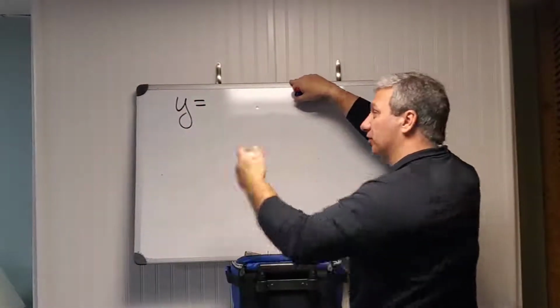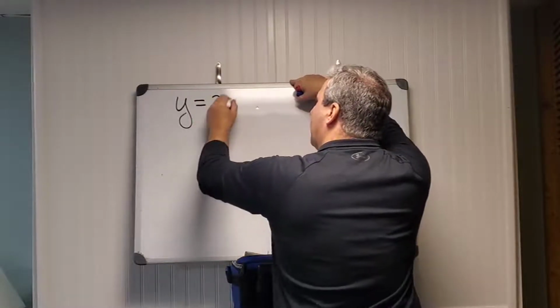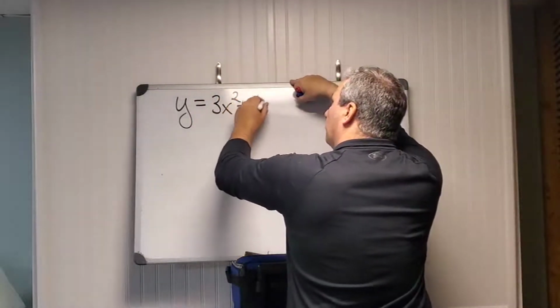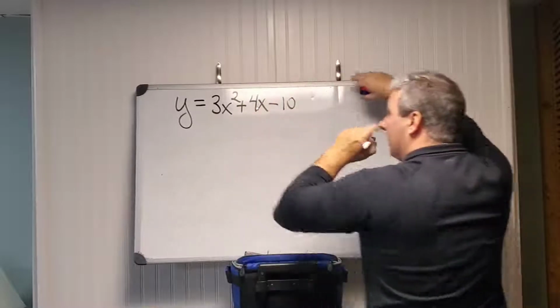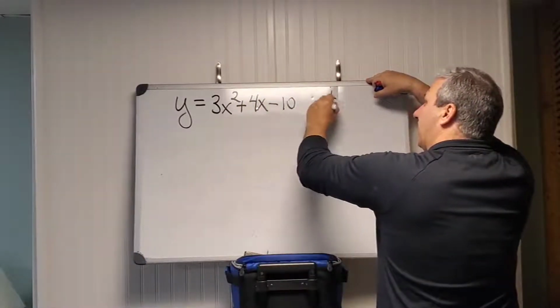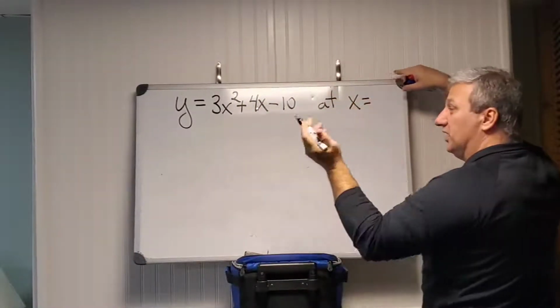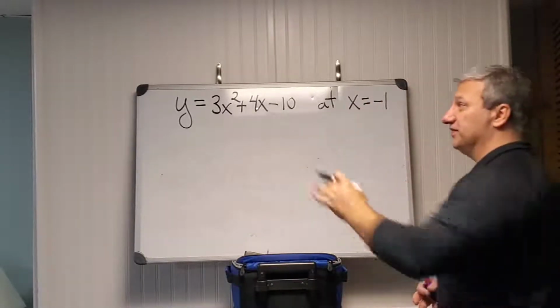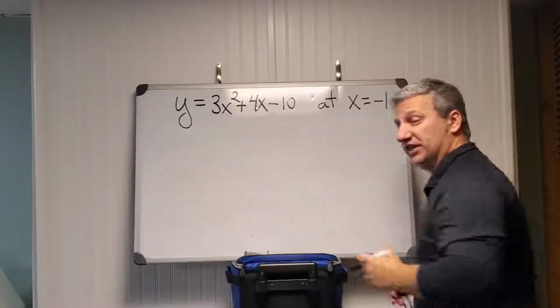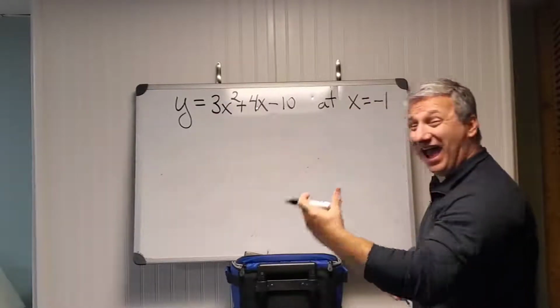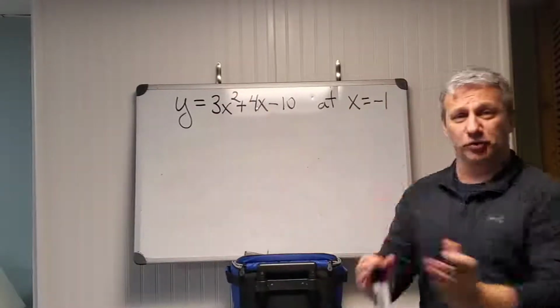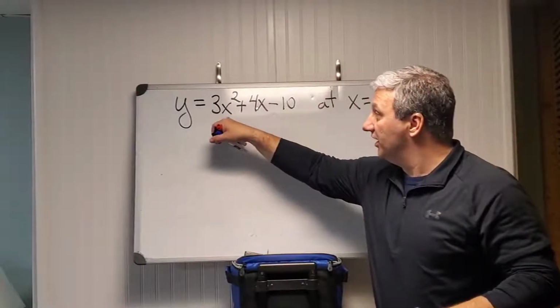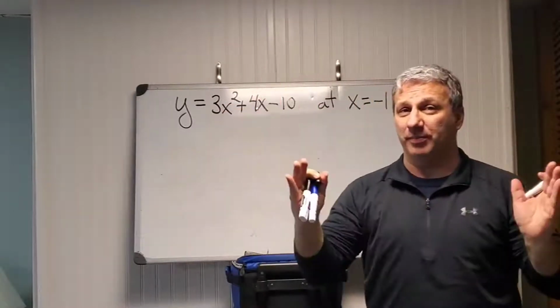We have some type of curve. So let's say we have 3x squared plus 4x minus 10. And let's say we have some particular x value at x equals, just for fun, -1. So what we have is this curve here. We should all know what this curve is because of good old algebra skills. X squared, parabola. Positive number in front of the x squared, upright parabola.